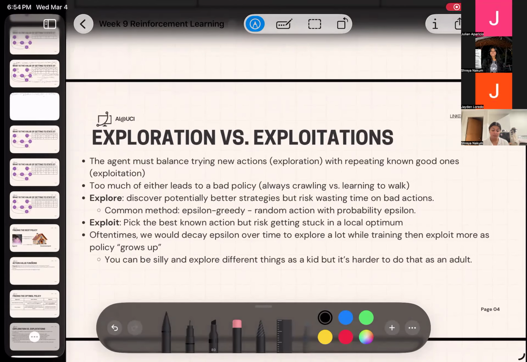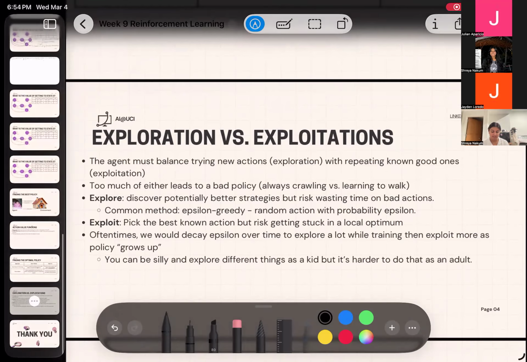And then the other thing I want to touch upon is exploration versus exploitation. As an agent, you want to balance trying new actions, like exploration, versus repeating the ones that you already know, which is exploitation. Too much of either is a bad policy.